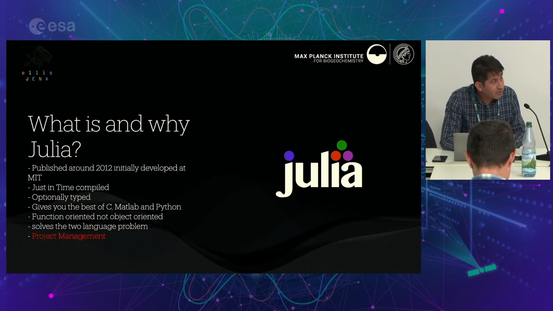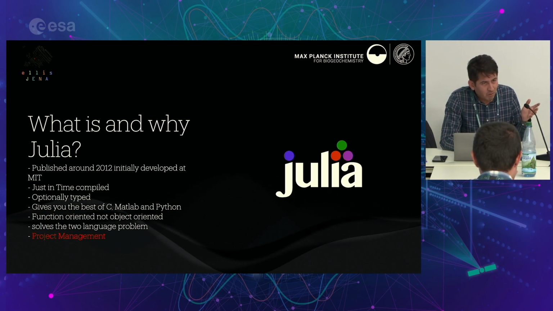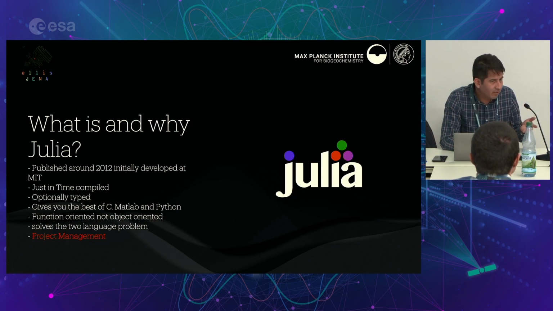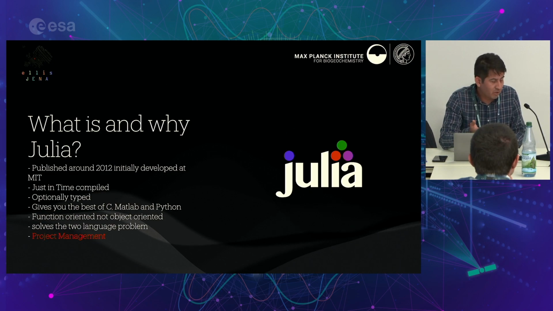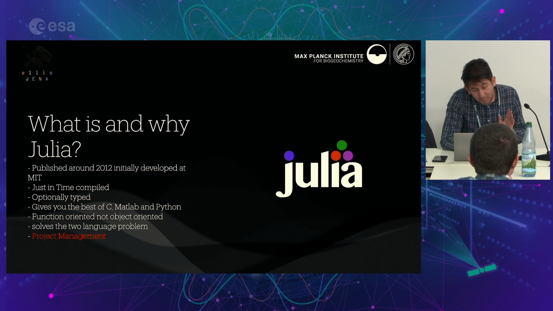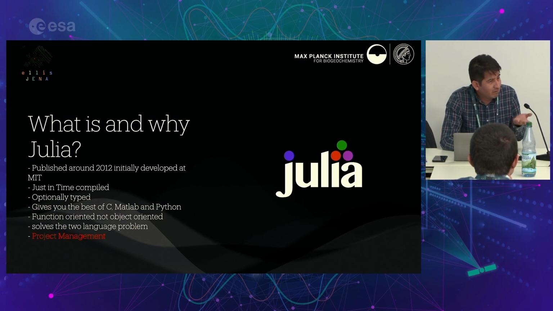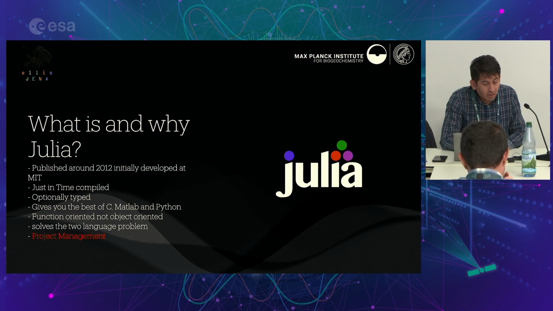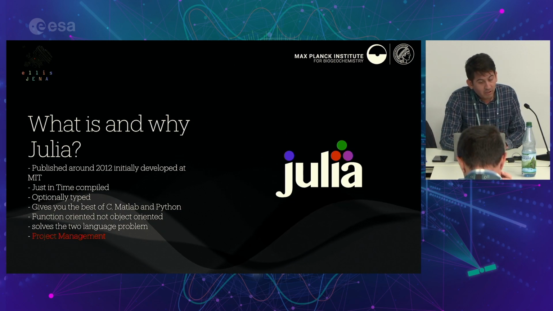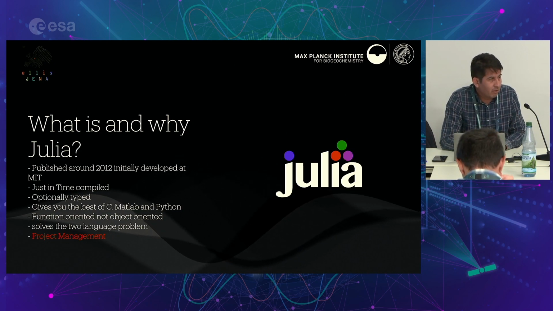You can declare types, like you will say this is an integer, this is a string, so you can do that if you want, or the compiler of the language per se will infer that for you. That's why it's optional. This can give you the best of C, the best of MATLAB, the best of Python. So that's the philosophy around Julia. One main difference is that it's function-oriented and not object-oriented as in other programming languages. So everything will be functions.